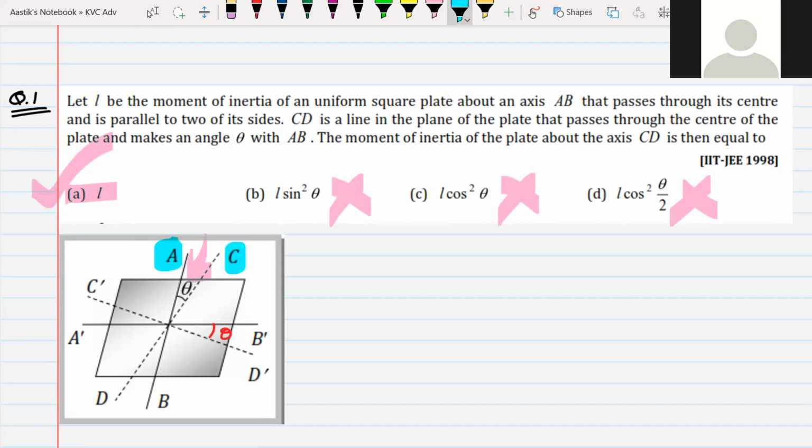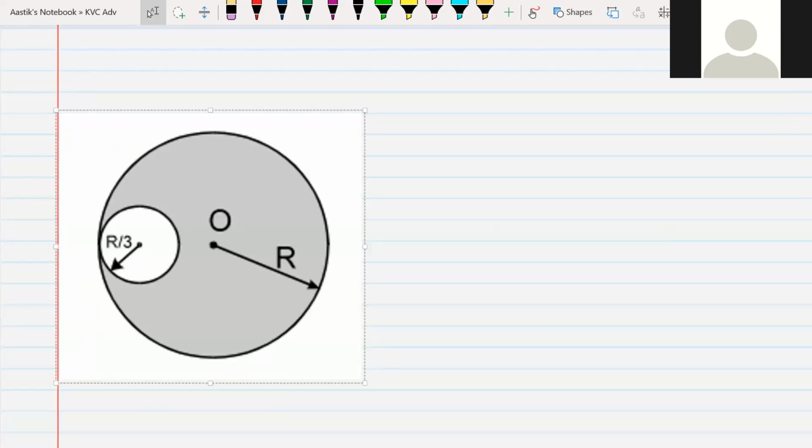Now, this question is going to be put in a different number of ways. Let us solve it by one way, and then we can understand what are the different ways in which a question could be put. So this is a disk with a hole. This disk has a hole of radius r by 3.